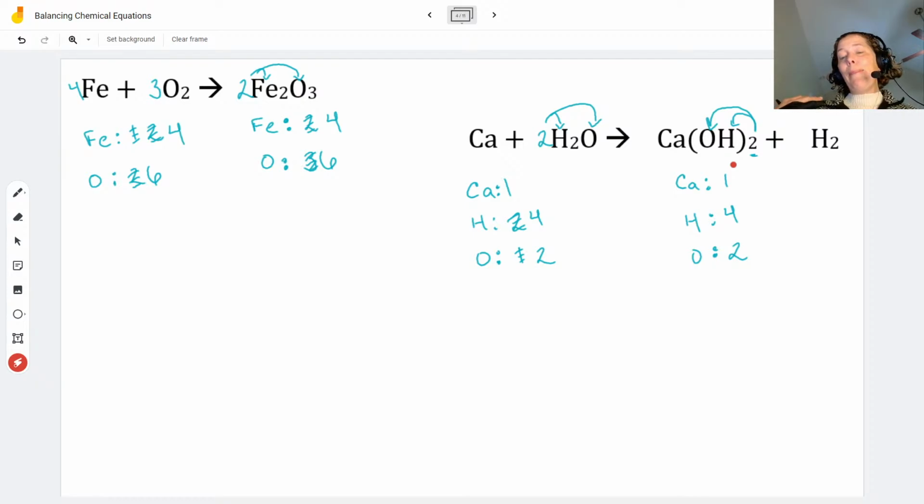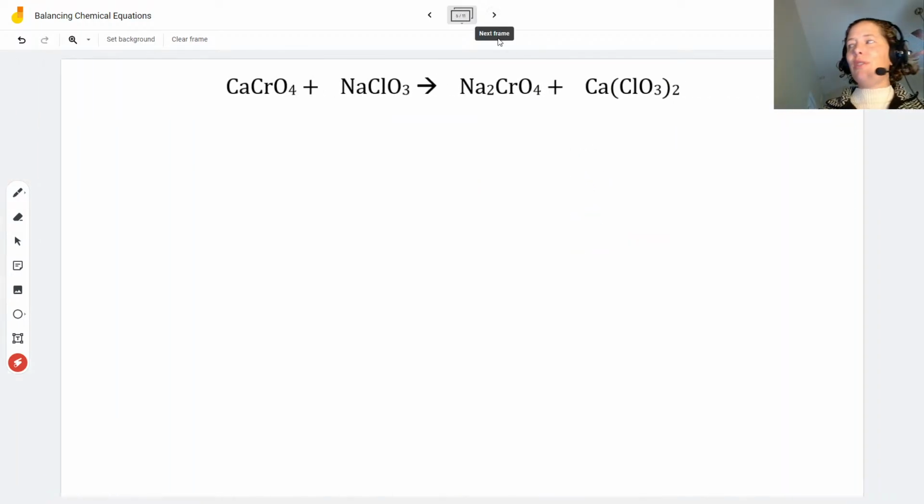So again, sometimes you look at an equation and you think, oh, this is simple, this is going to be easy to balance, and sometimes those tend to be the more difficult ones, and sometimes the ones that look more difficult tend to be the easier ones. Okay, so let's move on to some more balancing equations here.